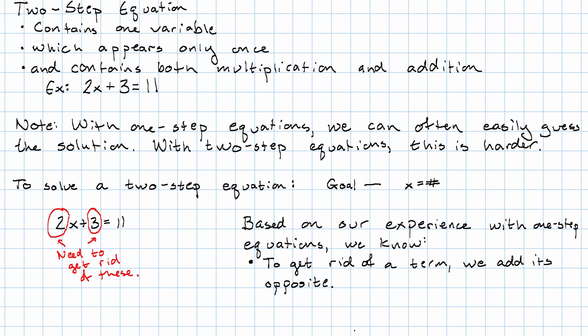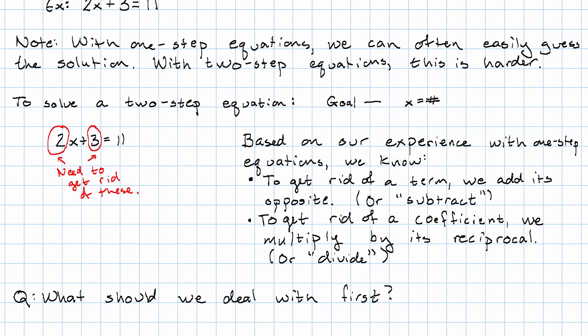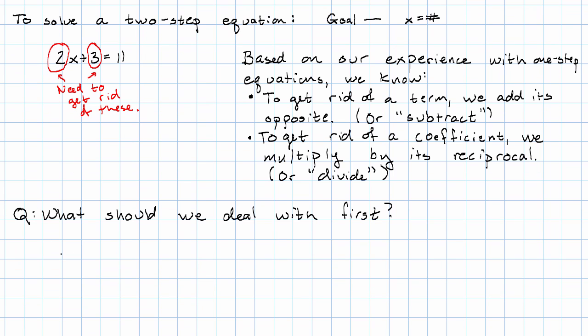To get rid of a term, we add its opposite. Sometimes we'll want to think of this as subtracting. To get rid of a coefficient, we multiply by its reciprocal. Sometimes we'll want to think of this as dividing. So in solving a two-step equation, the important question to ask is, what should we deal with first? Let's see this both ways and see which one seems easier.